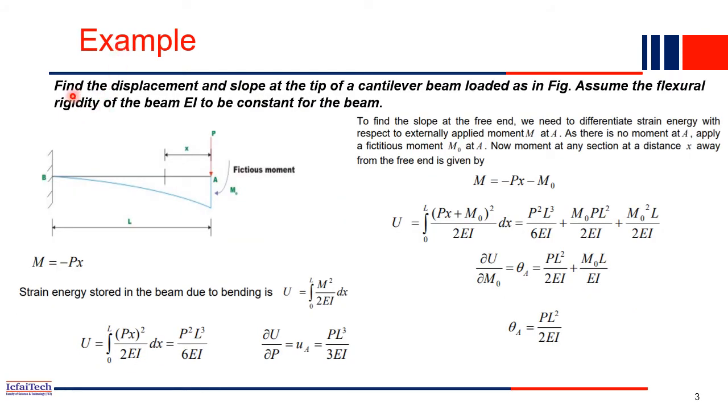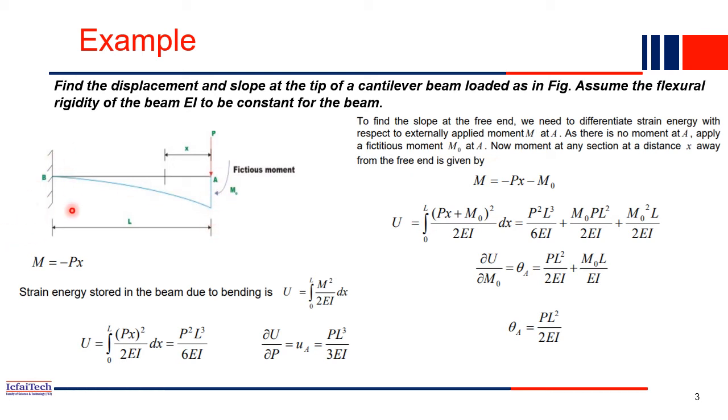So what is the question? Find the displacement and slope at the tip of the cantilever beam. This is a cantilever beam, and at the tip, point A, we have to find it out. Assume the flexural rigidity of the beam, EI, is constant. Very simple problem. We have solved this problem in the past with geometric methods. Now we have to solve it with the energy method, that is Castigliano's theorem, to find the deflection and slope at A.